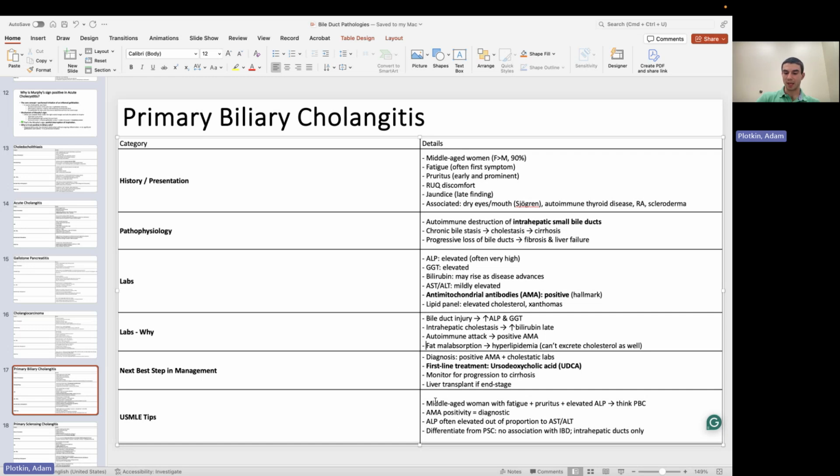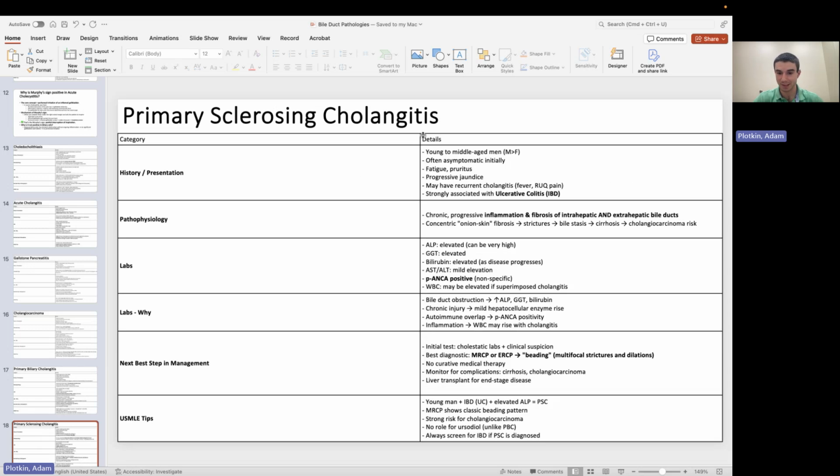So USMLE tips again, middle-aged woman with fatigue, pruritus, elevated ALP, think about PBC. AMA positivity is basically how we diagnose. The ALP is often elevated way out of proportion to the AST and ALT, and we want to differentiate from PSC. There's no association with ulcerative colitis, and it's intrahepatic ducts only, as opposed to PSC, where we get intra and extrahepatic bile duct problems.